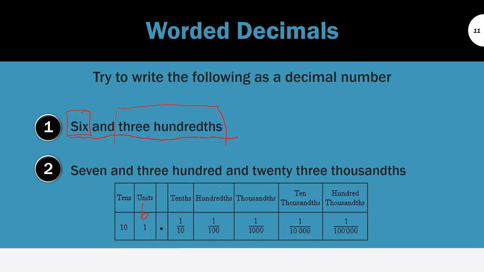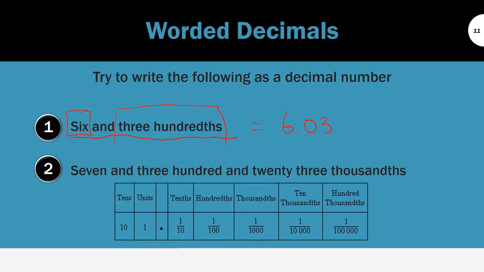So that means that I've definitely got 3 in the hundredths here. But what about here in the tenths? Well, because it's only 3/100ths, it has to be a 0. So that means my decimal number for that one would be 6.03.